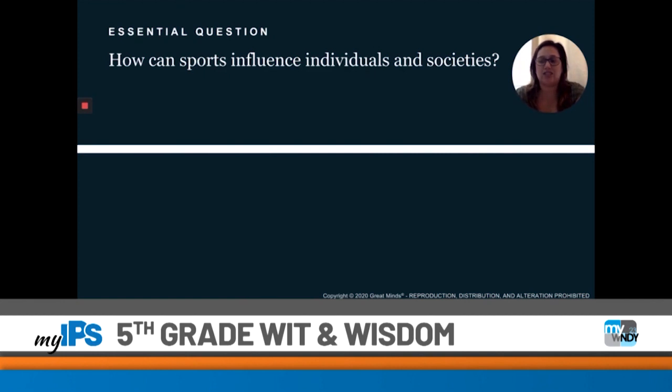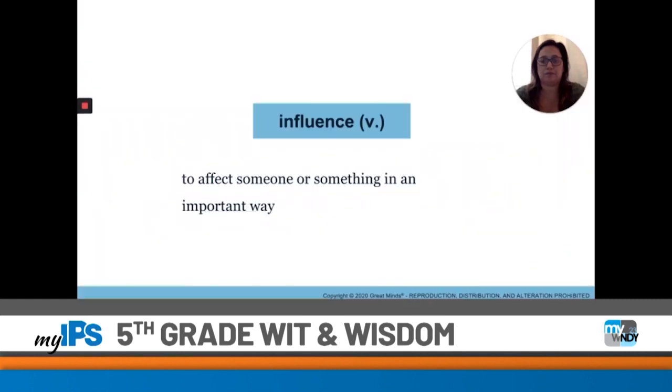Let's go ahead and look at one of the words in this question, the word influence. Influence, to affect someone or something in an important way. This is a new word, and what we are going to start is a vocabulary page in our journal. So flip to a new page and title it Vocabulary Page. If you don't have a journal and are just using paper, it's okay. Grab a separate piece of paper and title that vocabulary page.